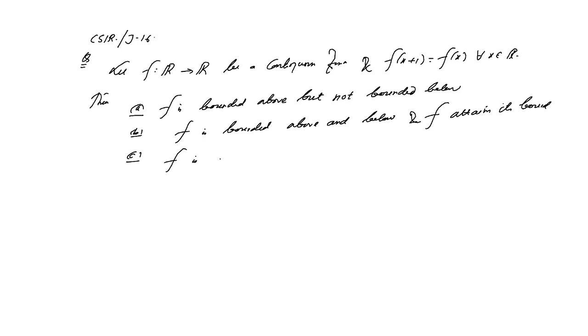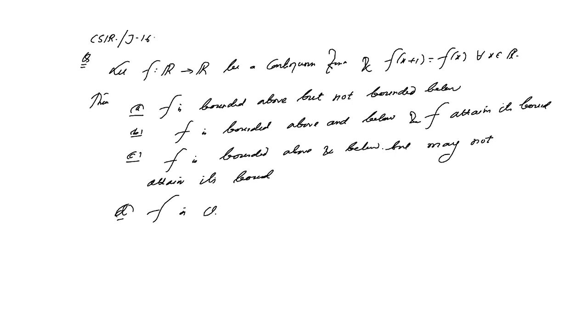Option C, f is bounded above and below but may not attain its bound. And option D, f is uniformly continuous. Just recall the previous result: a continuous periodic function must be bounded and uniformly continuous and it attains its bound.